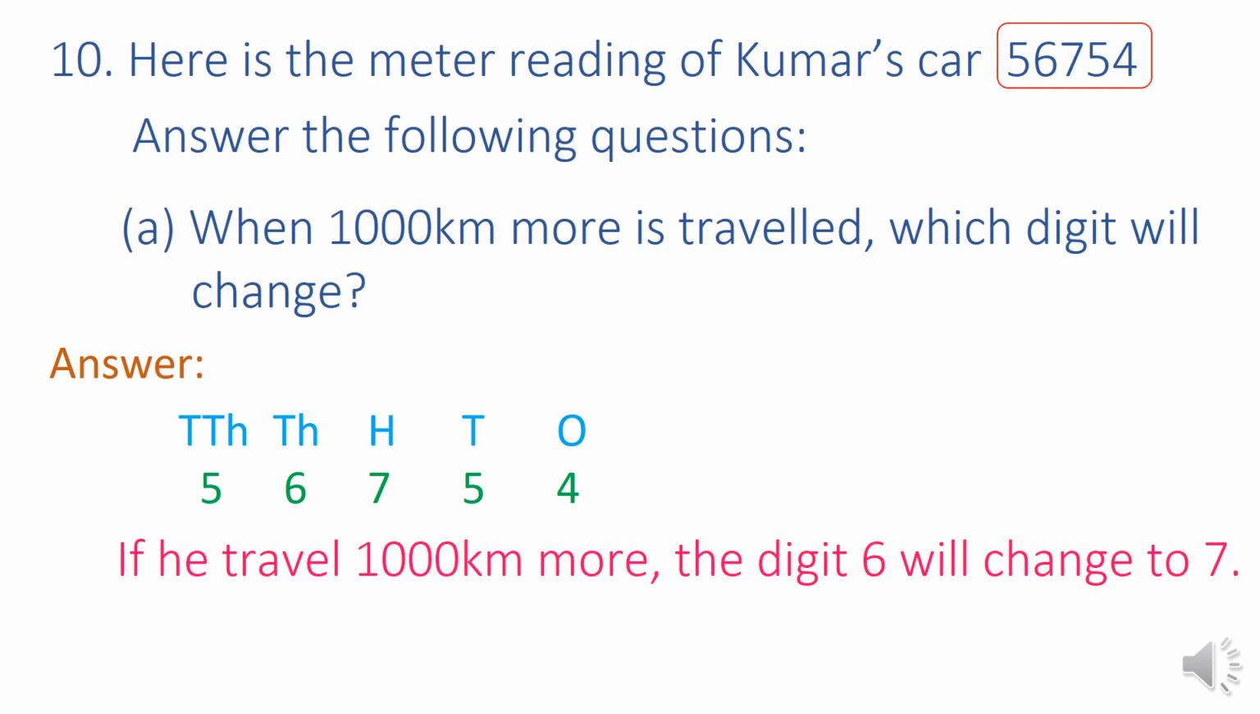Our number is 56,754. In this number, the thousands place number is 6. If he travels 1000 km more, the digit 6 will change to 7. So our answer is the digit 6 will change to 7.